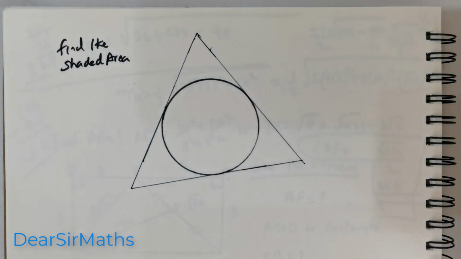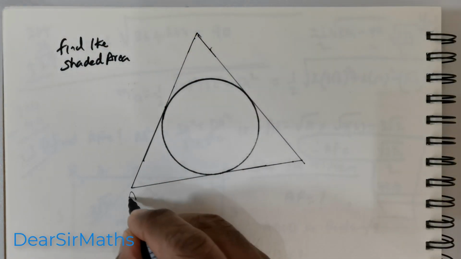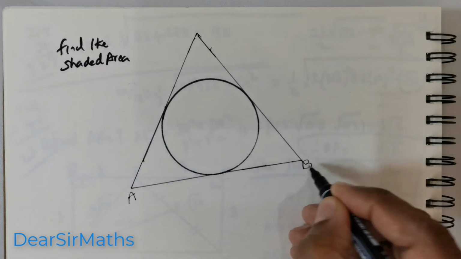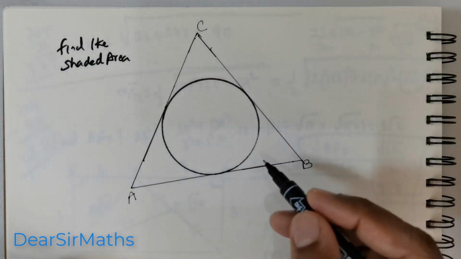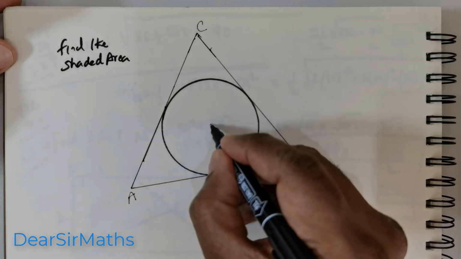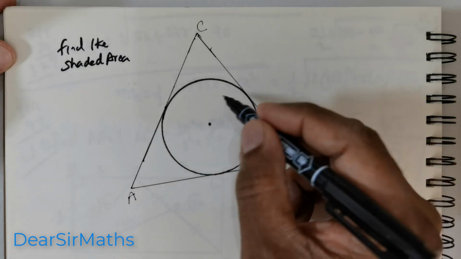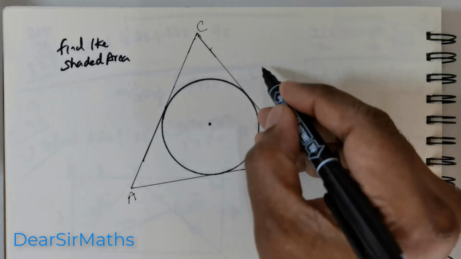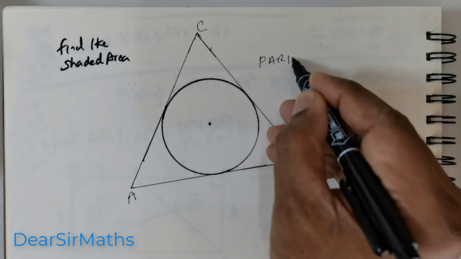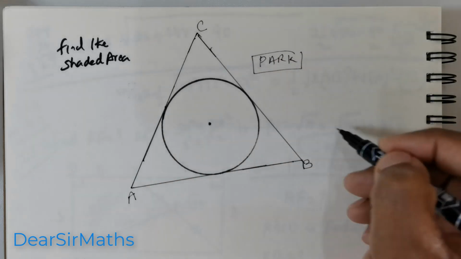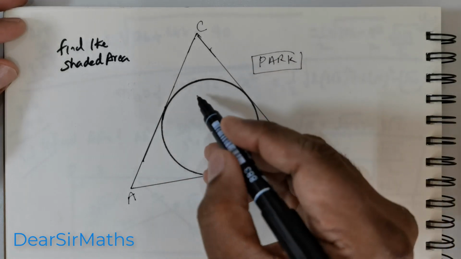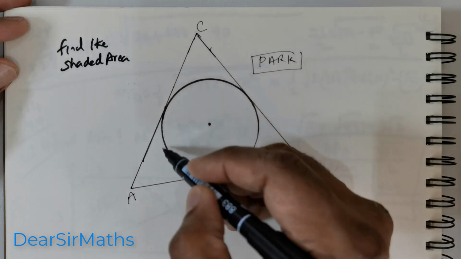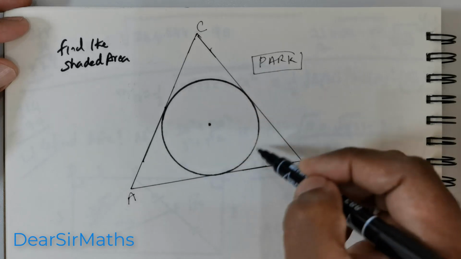Okay, so this is A, this is B, this is C. So you have a circle that has been inscribed inside this triangle. Now this is the park. The entire shape is the shape of the park, and imagine that you have the running track.